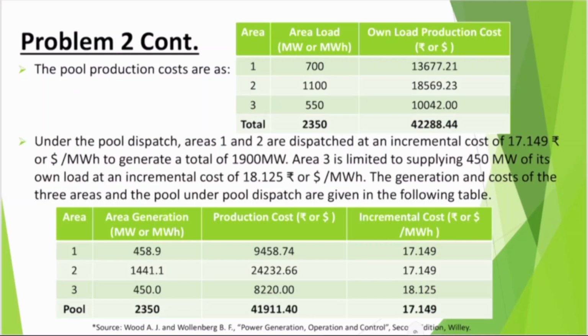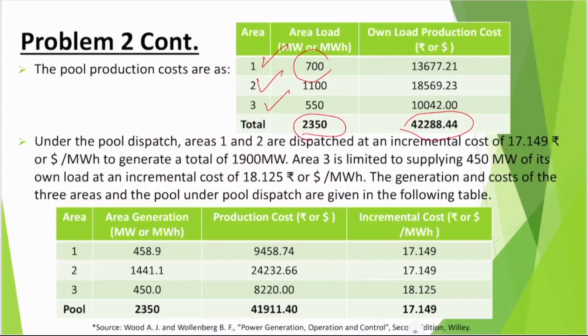Now, consider a case where there are three different areas: area number 1, area number 2, and area number 3, with loads of 700 megawatt, 1100 megawatt, and 550 megawatt respectively. And the production costs are 13677, 18569, and 10042. And the total production cost to meet a load of 2350 is $42,288 or rupees per hour. Now, this is the standard current operating status.